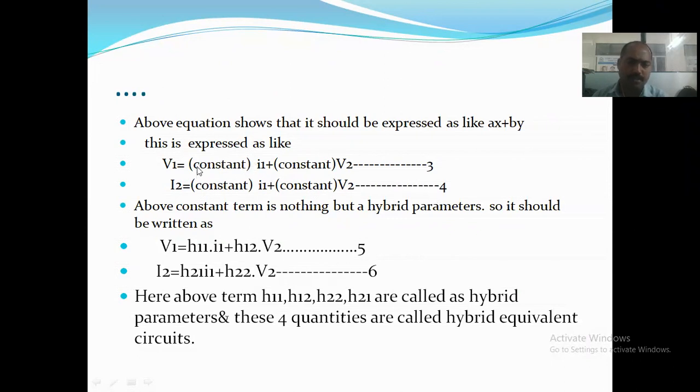This constant term is nothing but an h parameter, right? So all of the h parameters we have discussed here: V1 is equal to h11 into I1 plus h12 into V2, right? So equation 4, I2 equal to h21 into I1 plus h22 into V2, right? Okay, so your equations are nothing but these.